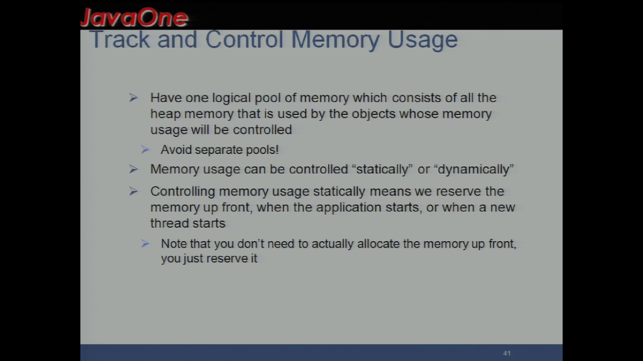Now you can control your memory. There are two basic ways to control your memory usage: static and dynamic control. We're going to talk about each of those. Controlling your memory usage statically means you reserve the memory up front, when the app starts or when the thread starts. You don't actually allocate the memory. You're just reserving it, right? You're making sure that it's reserved ahead of time so it doesn't get all taken by other threads.